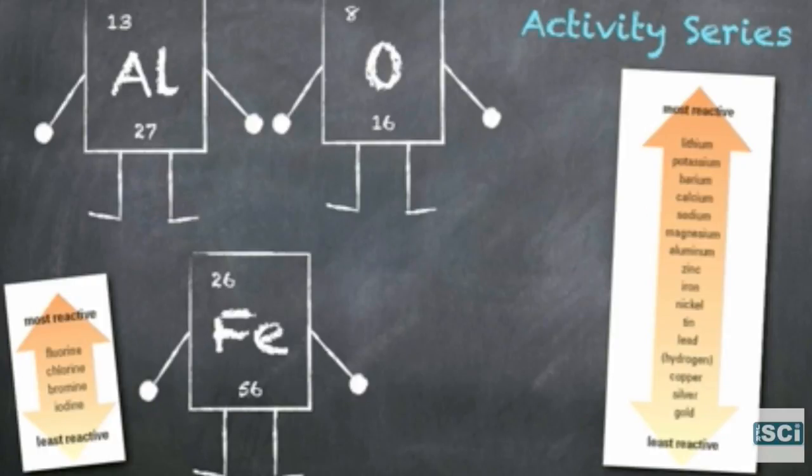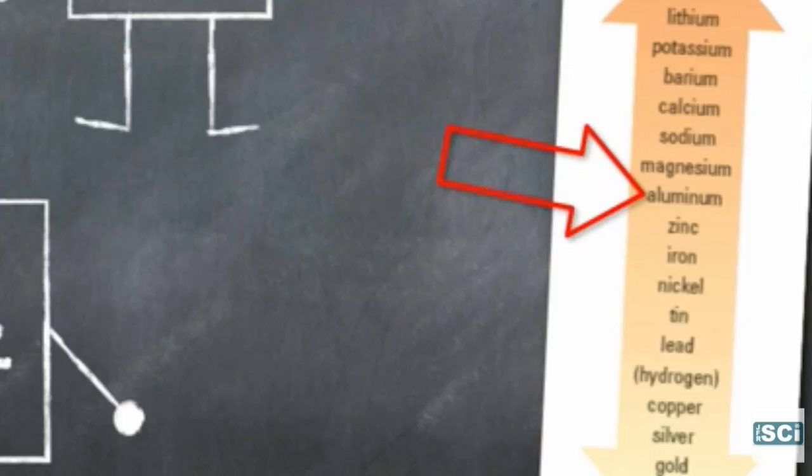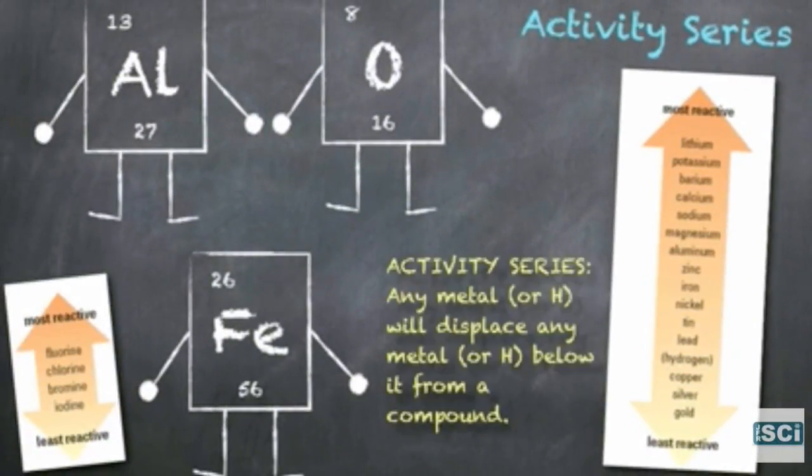Now, how did oxygen know that it would make a better partner with aluminum than iron? Well, that's where the activity series comes in. You see, iron is below aluminum on the activity series. And the way that the activity series works is that any metal above another metal will displace it from a compound. So you can see aluminum is above iron. So given that opportunity in which we have aluminum reacting with a compound that contains iron, aluminum will displace iron, and that single displacement reaction will occur.